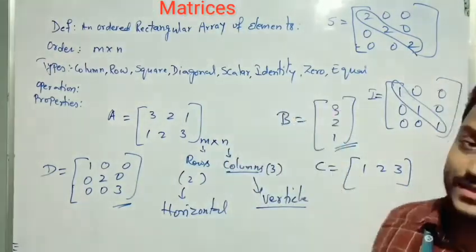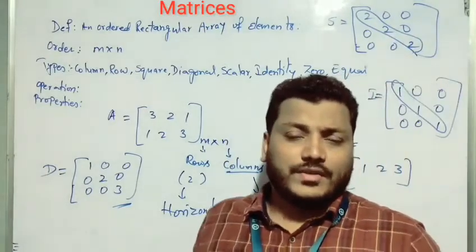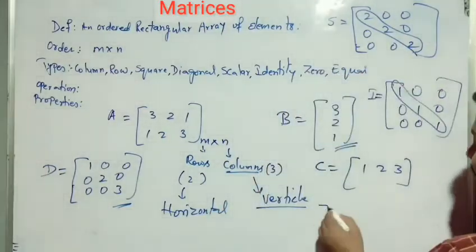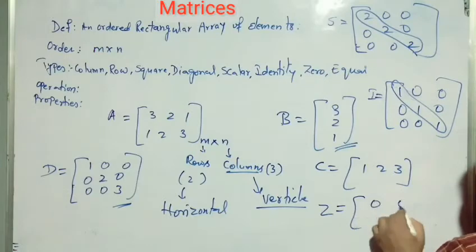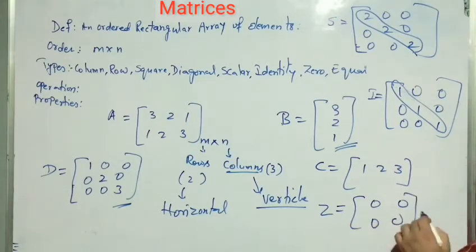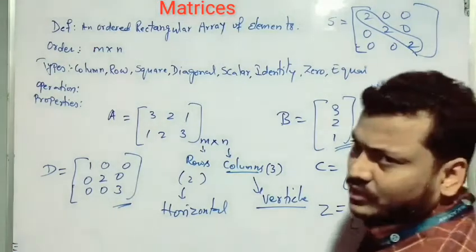Now we have the 0 matrix. In a 0 matrix, all the elements will be 0. Then it is called the 0 matrix. If I take the 0 matrix here, all the elements will be 0, 0. This is known as a 0 matrix, sometimes written as O also, or you can say 0.